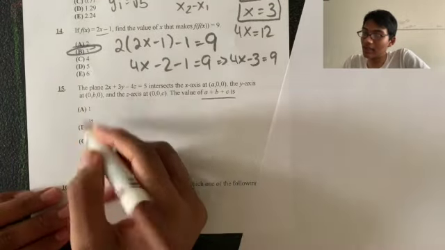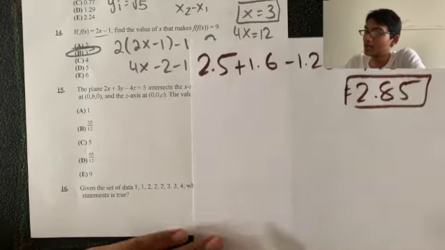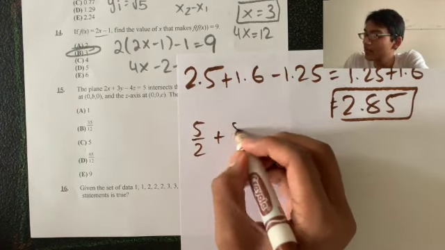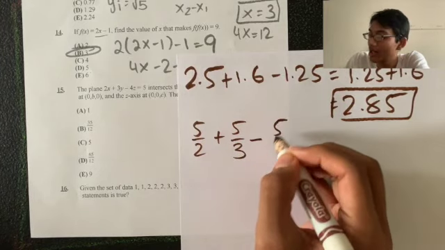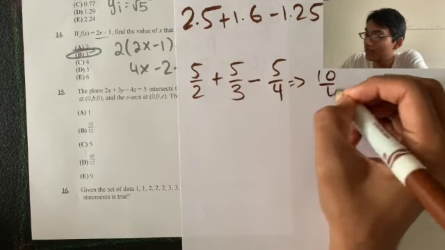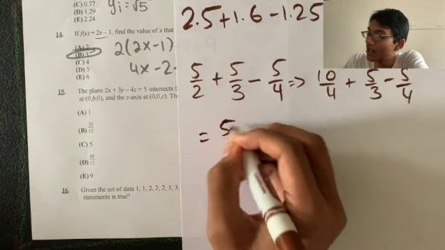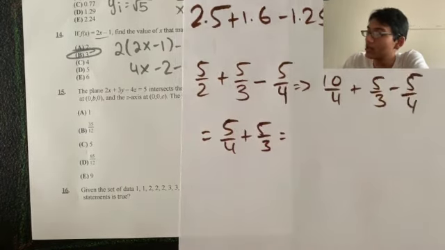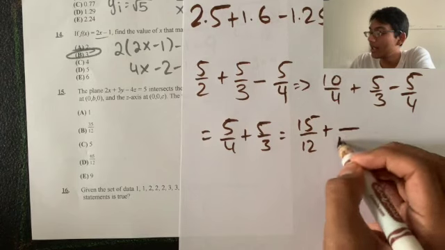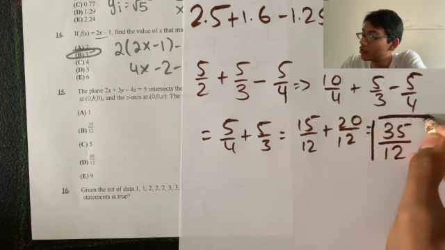And I've been fooled. I have to express my answer as a fraction, not as a decimal. So let's see how we can do that. I'm basically adding up 5 over 2 plus 5 over 3 minus 5 over 4. So let's go ahead and express this. That's going to be 10 over 4 plus 5 over 3 minus 5 over 4. So that's going to be 5 over 4 plus 5 over 3, which is equal to, what is that? That's going to be 15 over 12 and 20 over 12. So my final answer is going to be 35 over 12, folks.